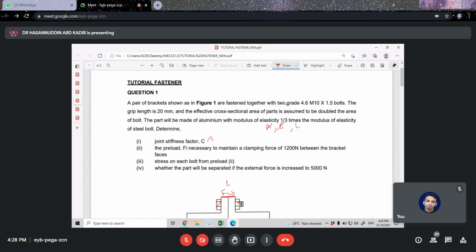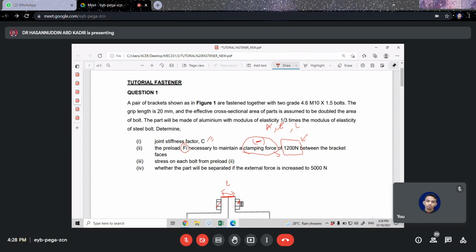So then they ask you to find the preload. Okay, preload Fi necessary to maintain a clamping force of 1,200 Newton between the bracket and bracket face. Okay, ni they ask you for the clamping force. So when they ask you for the clamping force, okay, so where is the force allocated? Clamping means in terms of the minus, or we can say as a compression force happens.